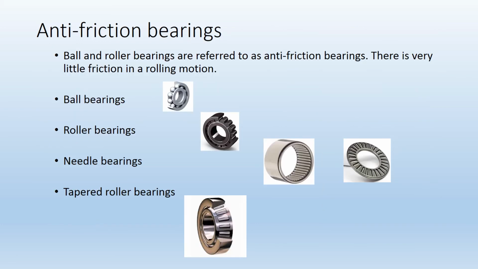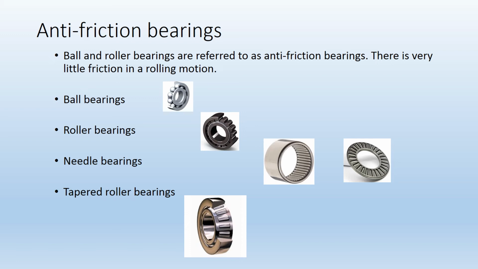Ball and roller bearings are referred to as anti-friction bearings. Anti-friction bearings have very, very little resistance to friction due to the rolling motion of the elements. There are some different styles of anti-friction bearing. There are the ball bearings, where the actual rolling elements are round, spherical balls. You have a roller bearing, and in the roller bearing, instead of spherical balls, they're like little drums, if you will. They're rollers. So those rollers are the rotating element.